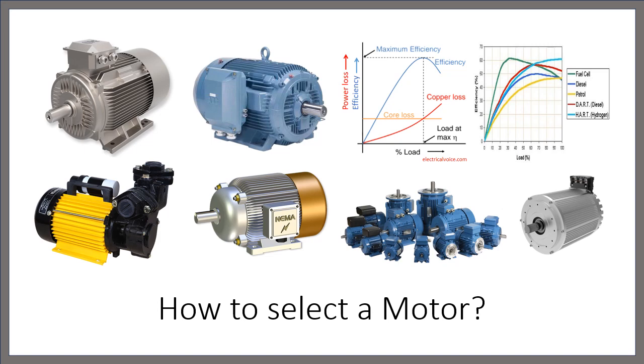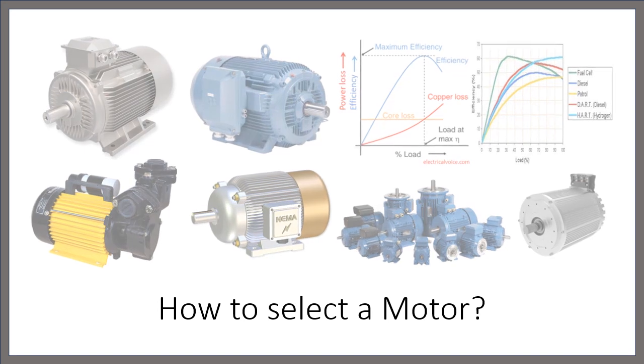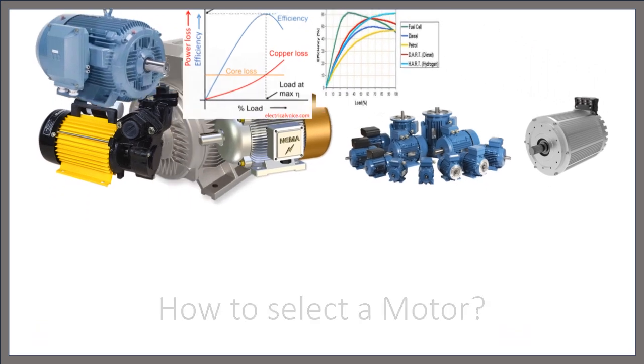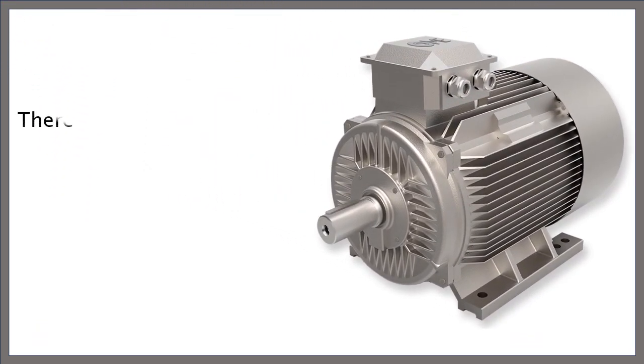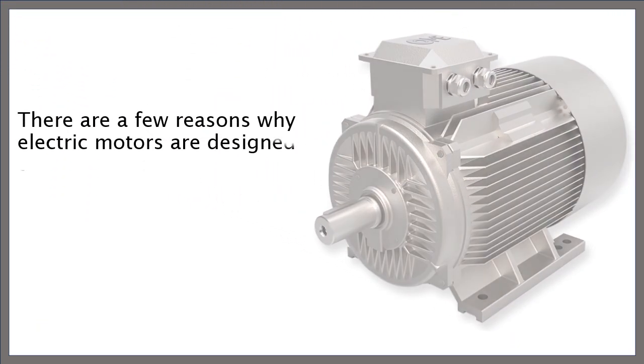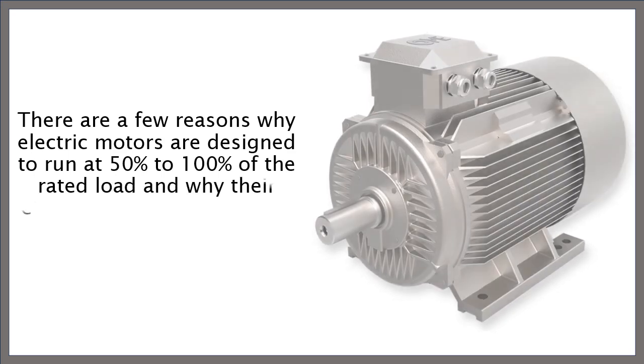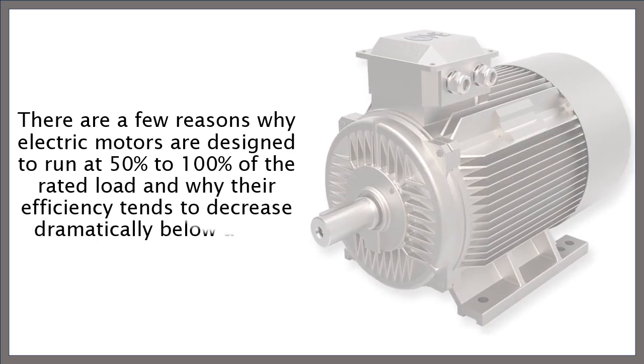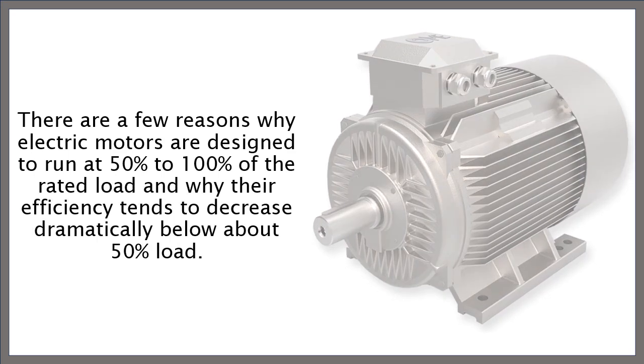How to select a motor? There are a few reasons why electric motors are designed to run at 50% to 100% of the rated load and why their efficiency tends to decrease dramatically below about 50% load.